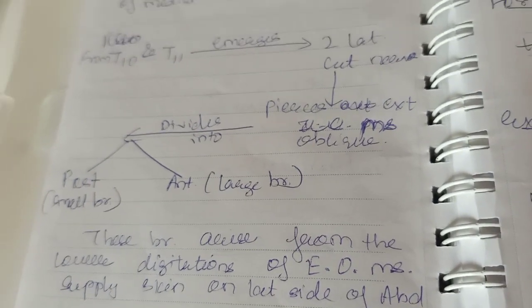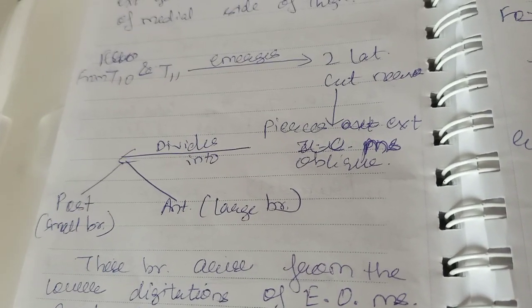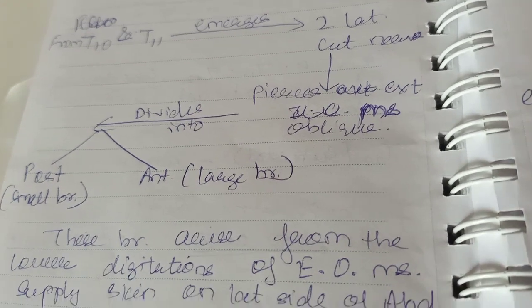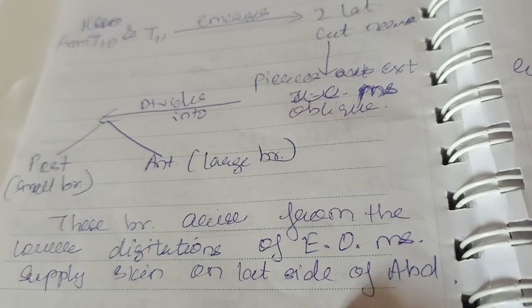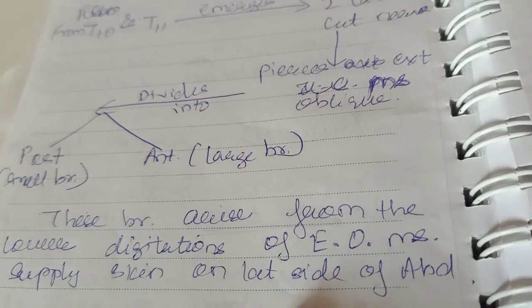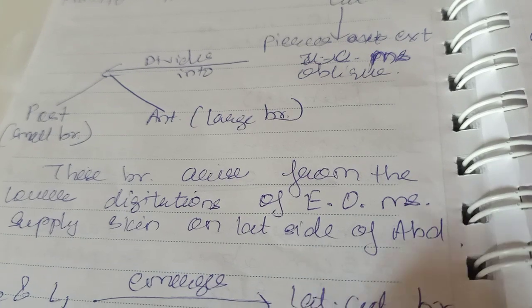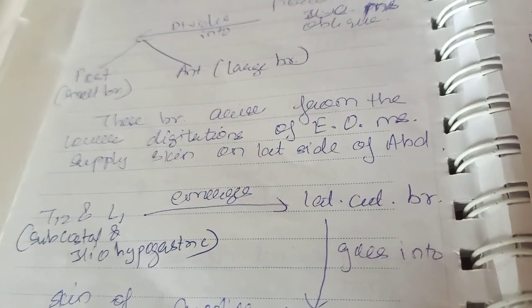So from T10 to T11 the lateral cutaneous nerve occurs. It is a lateral cutaneous nerve, so it will supply the lateral side of the abdomen.